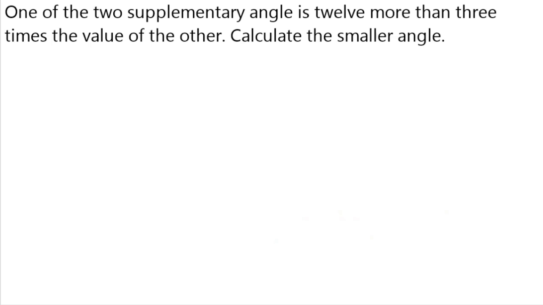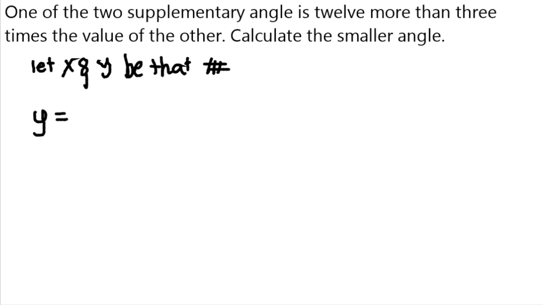One of the two supplementary angles is 12 more than 3 times the value of the other. Calculate the smaller angle. Let x and y be the two supplementary angles. Let's pick y, that is 12 plus 3x, since it says 12 more than 3 times the value of the other. We also know that x plus y is going to be 180 degrees.